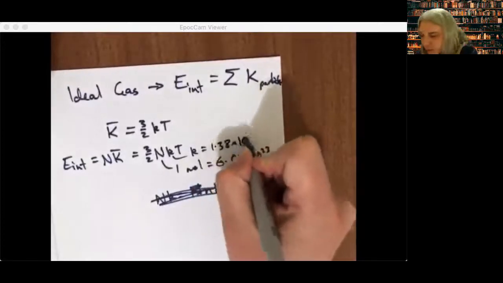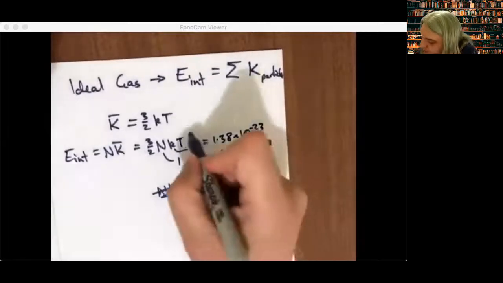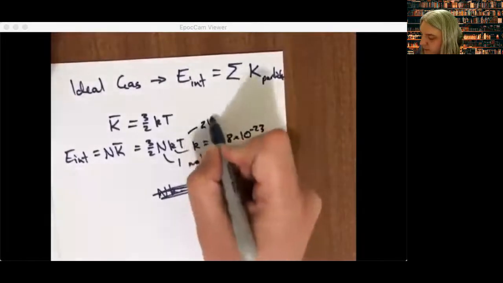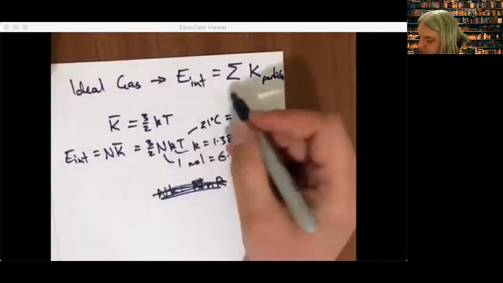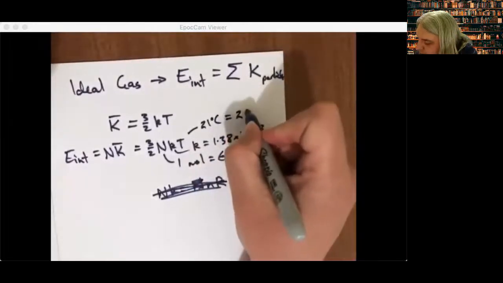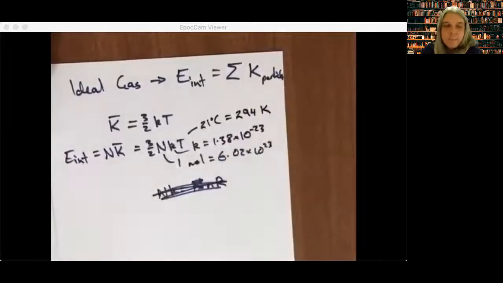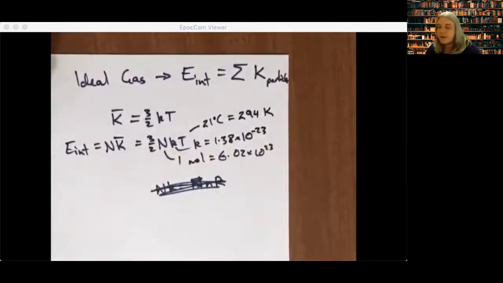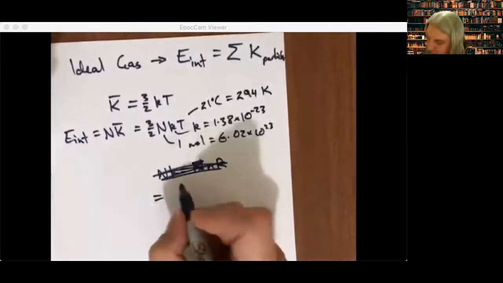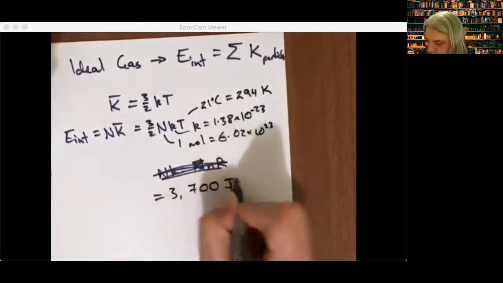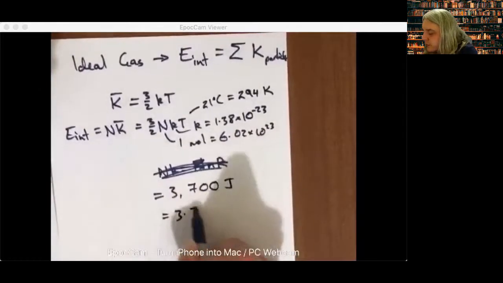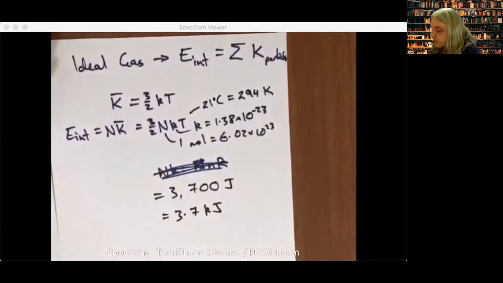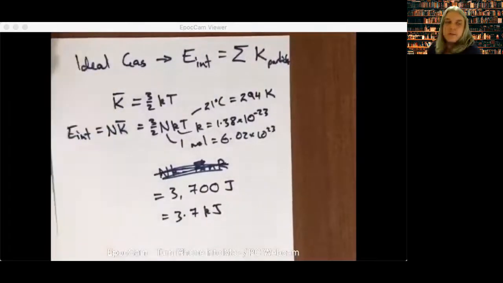k is 1.38 times 10 to the minus 23. And temperature, we've been told 21 degrees Celsius, which we have to add 273 on, is going to be 294 Kelvin. Right, so 294 Kelvin, then we've got those two values for k and N, and we've got 3/2 out the front. Hopefully, if you multiply all of that together, you'll get out 3,700 joules. Right, or if you want to switch, 3.7 kilojoules. That is the internal energy of our helium gas 1 mole sample at 21 degrees Celsius.